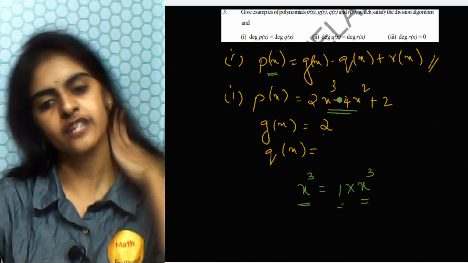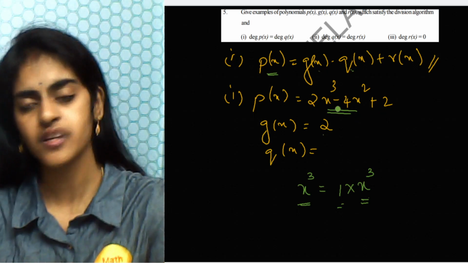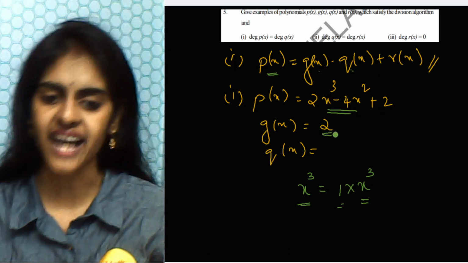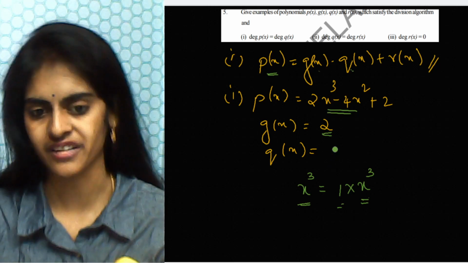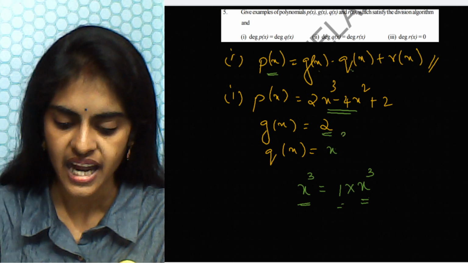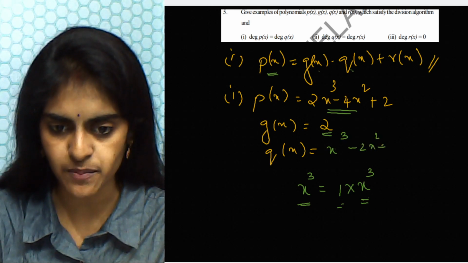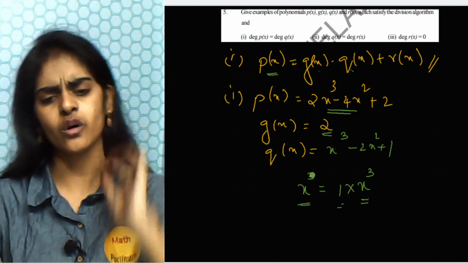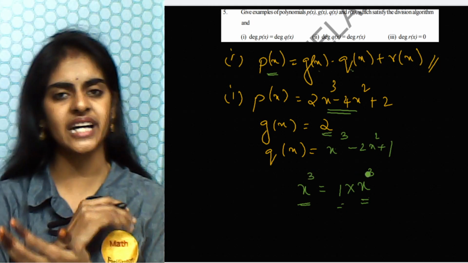Understood? So you can take any value here for p of x. G of x you will take a constant. Dividing these two you will get q of x. So if you divide these two, q of x will be x cube minus 2x square plus 1, and r of x will be 0. So q of x and r of x you can take any value.